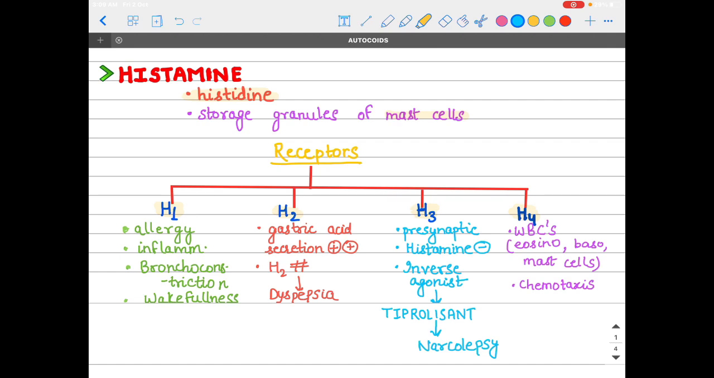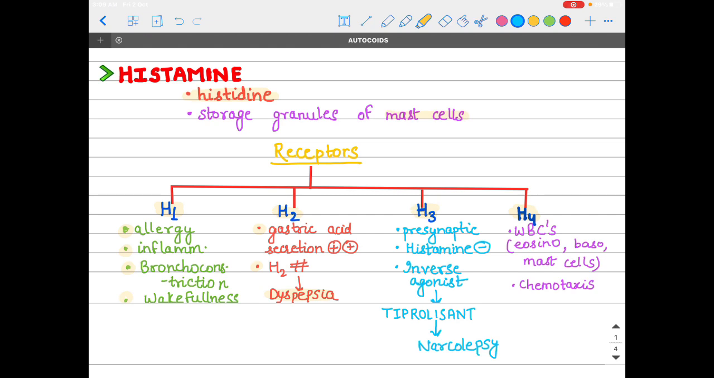Friends, the H1 receptor is responsible for allergy, inflammation, bronchoconstriction, wakefulness. The H2 receptor stimulates the gastric acid secretion. The H2 blocker is helpful in dyspepsia.